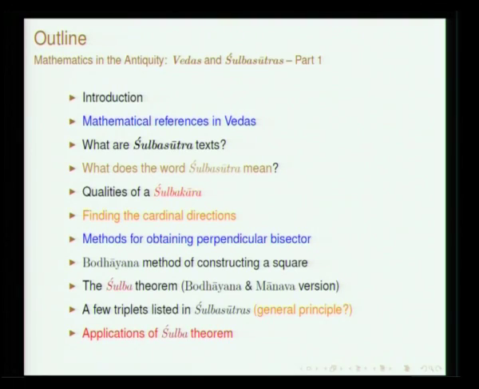That is what we will be discussing there, and then we will be moving on to what is today called Pythagorean Theorem or Pythagoras Theorem. We call it Sulbasutra or Sulba Theorem, and there are different versions of it, Bodhayana version, Manava version. We will be discussing that, and then we will also see how the triplets have been listed in these ancient texts, and then application of Sulbasutra. All that will be discussed in this lecture.